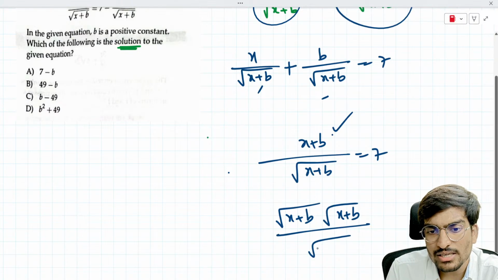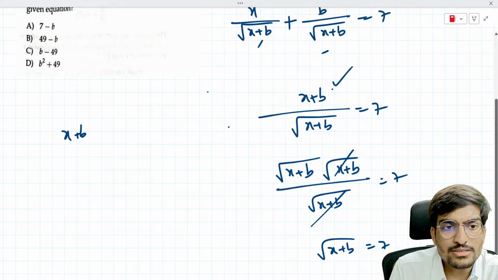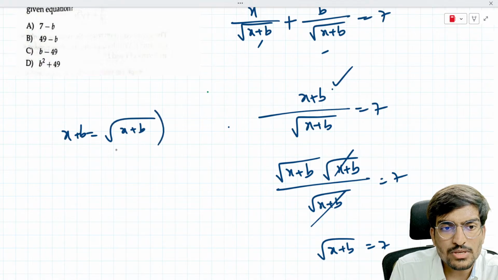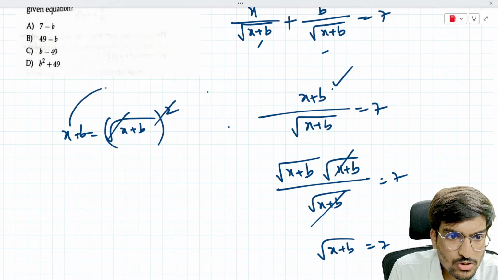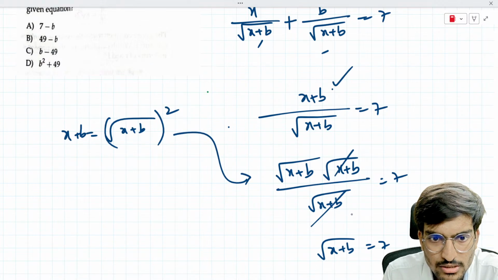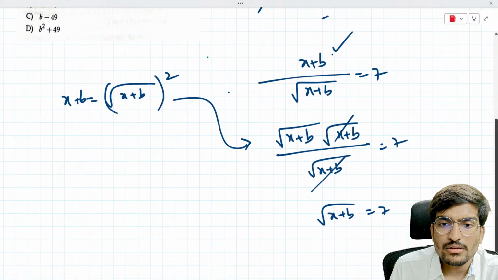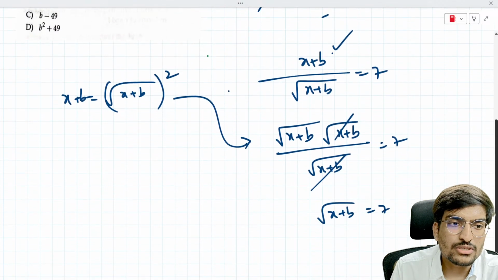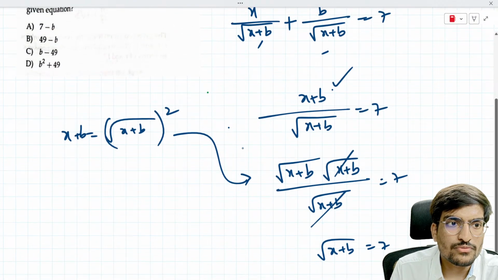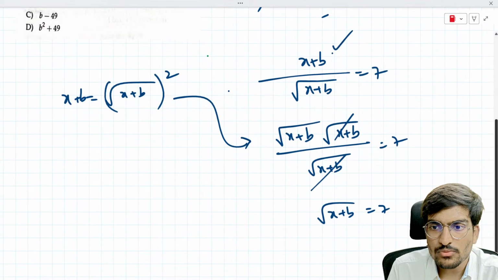Why am I writing like this? So that I can cut off one in the denominator, so I'm trying to reduce it to root x plus b. If you still didn't understand, we can write this x plus b as root x plus b whole square. Even if you cut this off, it's still the same. So that's what I used here. And root x plus b equals 7. What do we need? We need the solution, where all the options are in terms of b and 7. Let's see what we are going to get.